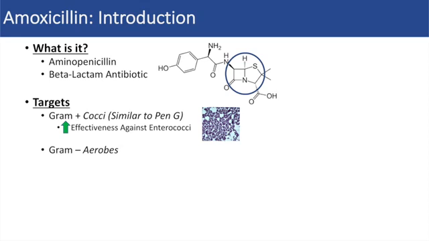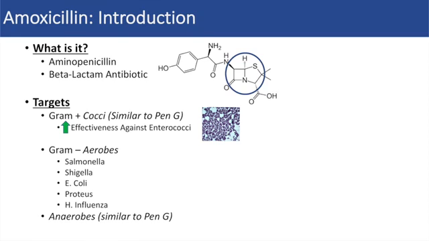Now, amoxicillin can also target gram-negative aerobes such as Salmonella, Shigella, E. coli, Proteus, and H. influenzae. And it can also have some effectiveness against anaerobes, similar to penicillin G as well. And amoxicillin can also be used for Listeria monocytogenes infections.